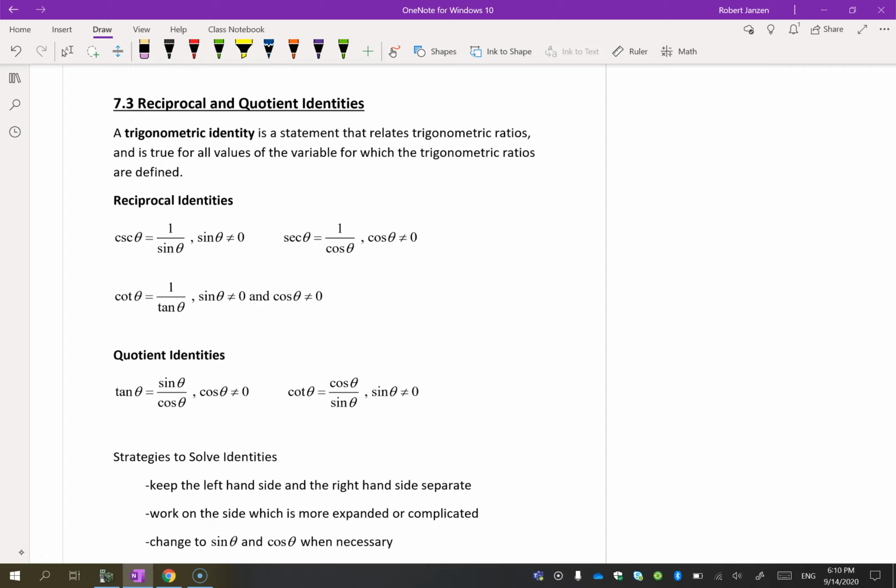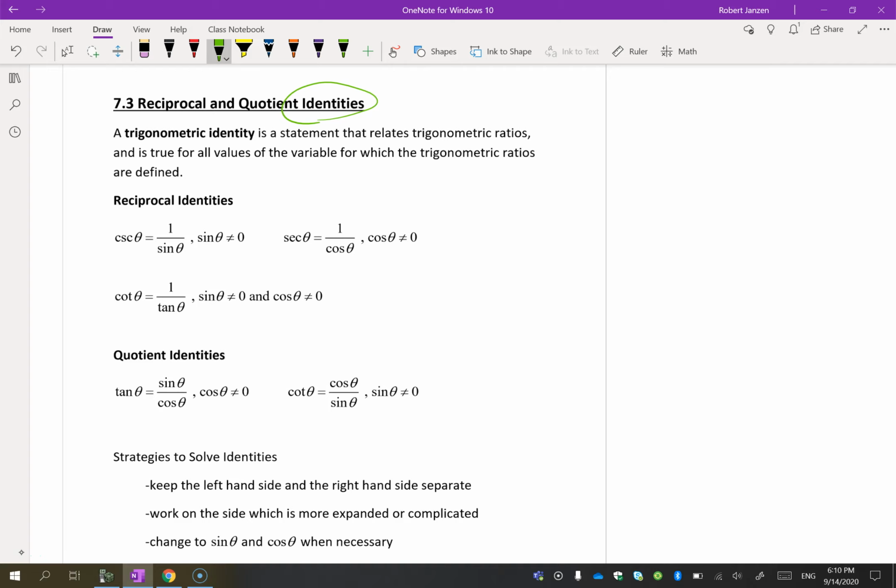All right, in this lesson, we're going to learn something that you probably have not seen before, the idea of an identity. The last few units, we've talked about solving for trig equations. It kind of made sense. You were finding values that made an equation true. A trigonometric identity is a statement that relates two trig ratios and is true for all values of the variable.